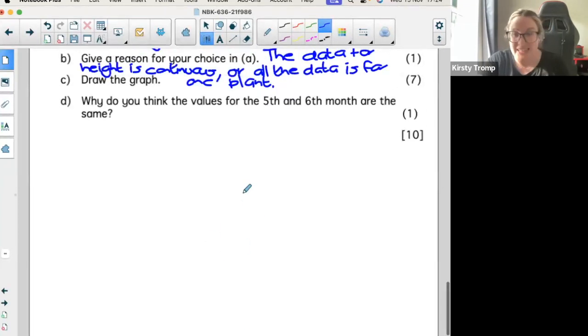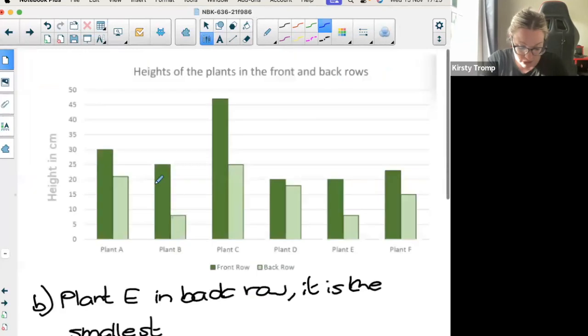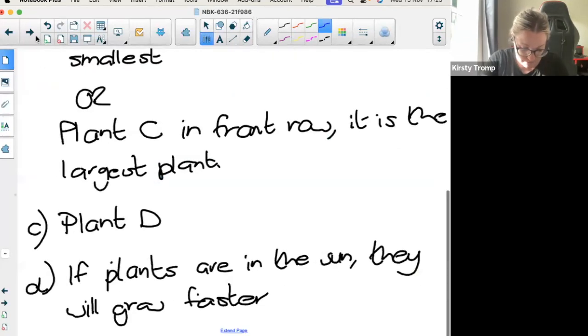Part C asks us to draw the graph. So for C, we now need to go and draw this graph. We're drawing a histogram. Now the reason why earlier on I said to you that we could use a line graph as well, I'm going to show you why we can also use a line graph for this when we're finished with drawing the histogram. So we're going to start by drawing a histogram.